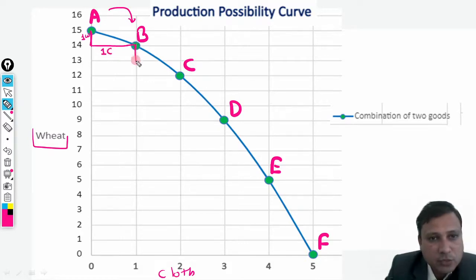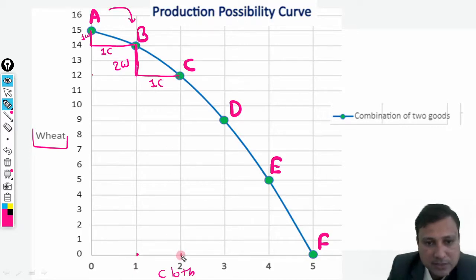Now from B to C, you can see that 14 to 12, there is the difference of 2W, and from B to C, the difference is 1C, because at point B you can see that here is 1, and at point C you can see that here is 2. At point B your W is 14, and at point C your W is 12. So the gap between these two is 2W.